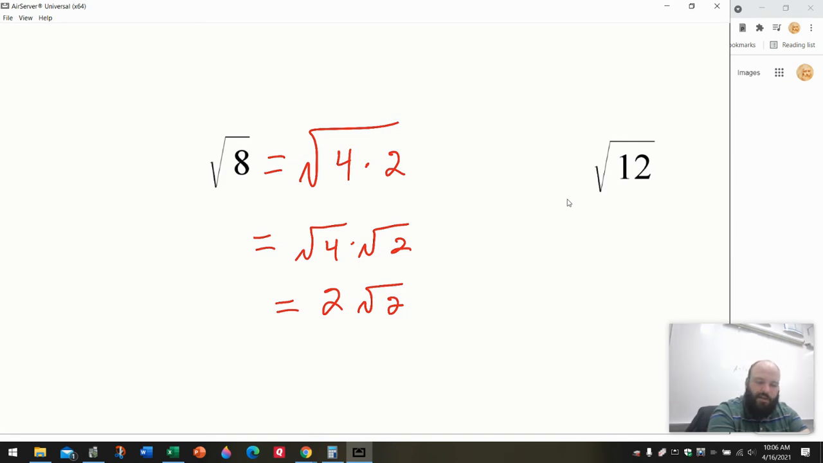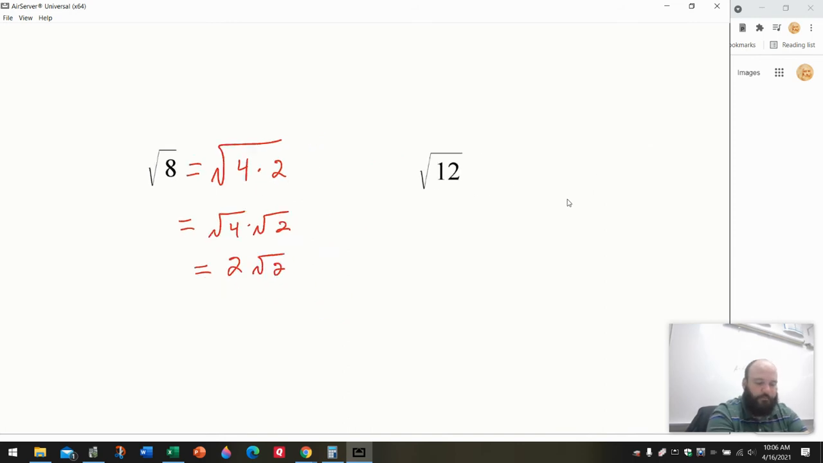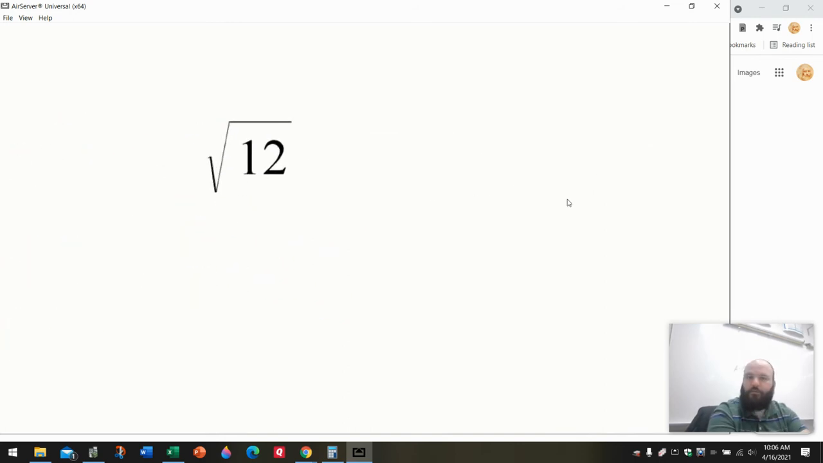As you can see, the goal here is to dig out these perfect squares that are hiding in possibly a bigger number and get them square rooted, so that they are shown outside of the square root. So here's another number, 12.